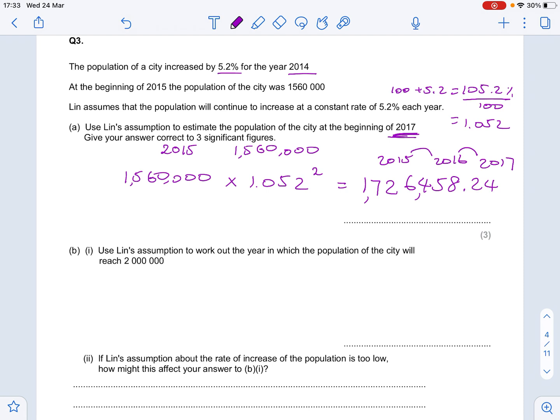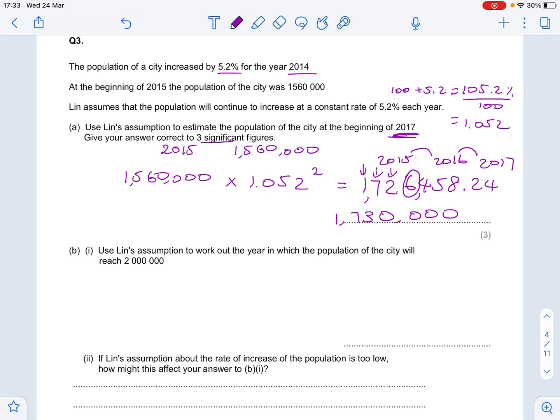But remember the answer is to 3 significant figures, so you count from left to right. So this is your number 1, number 2, number 3. Then you're looking at the next digit. If it's 5 or greater, you round up, so your final answer should be 1,730,000.